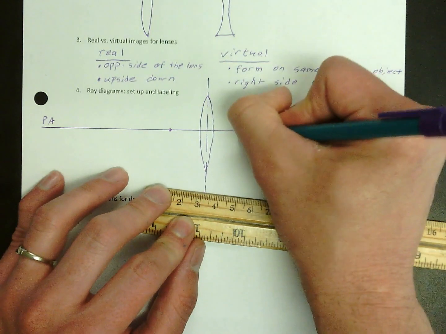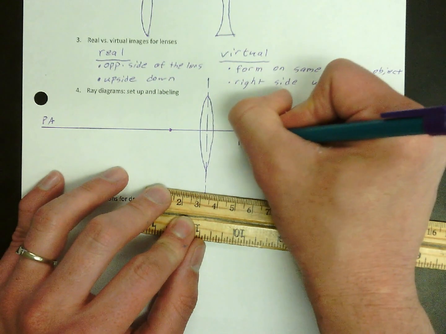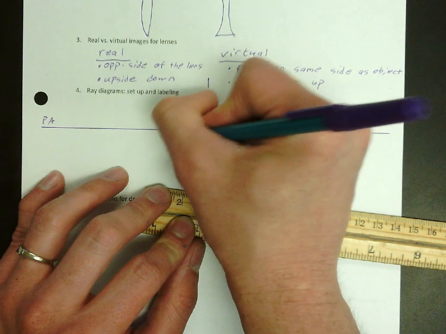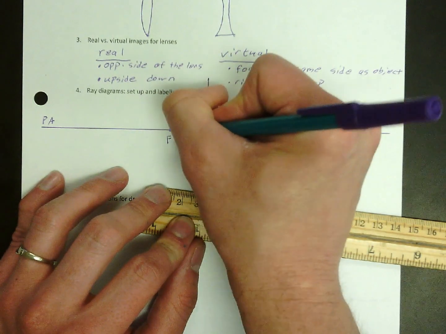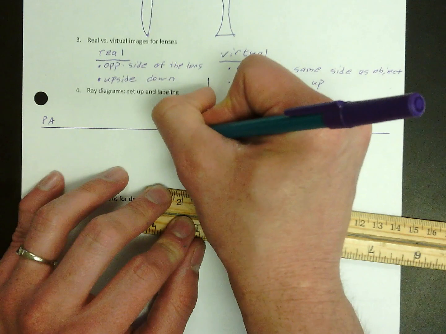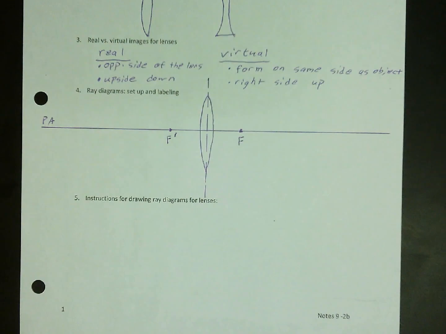And we're going to call it F and F prime, which is just F with an apostrophe. Now, why do that? Because they're not the same. They're different, and you have to separate them from each other.